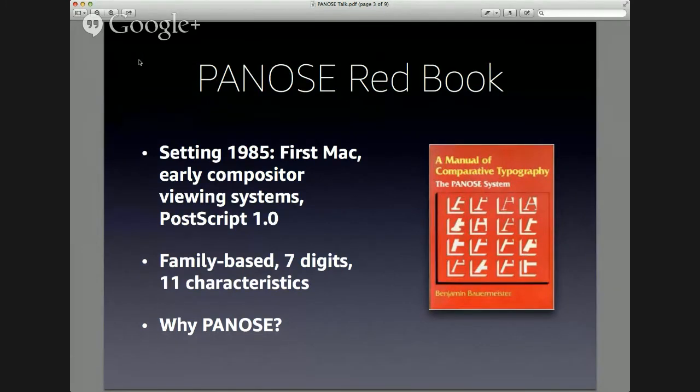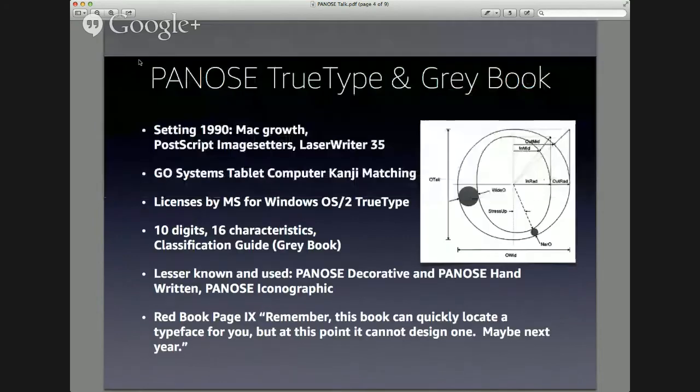In the book, each font family has a number, so it's family based, and it's a 7-digit number that covers about 7 different characteristics. And we didn't cover weight, we didn't cover italics, so it was a fairly simple and rudimentary system at that point.